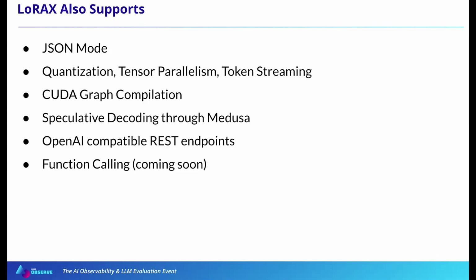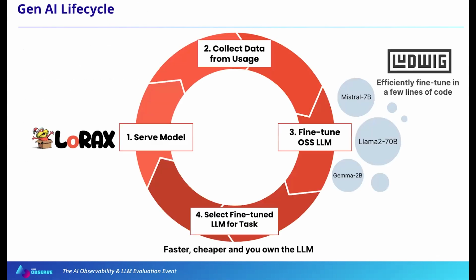Some other features we support: JSON mode, multi-device inference, tensor parallelism for parallel inference, token streaming, and CUDA graph compilation, which is just a way to optimize the forward passes. Speculative decoding, which is becoming all the rage for those in the community, we support that too. And function calling, which should come next year as well. It's a big use case, I think, for fine-tuning, because we found that it's just a classification use case at the end of the day.